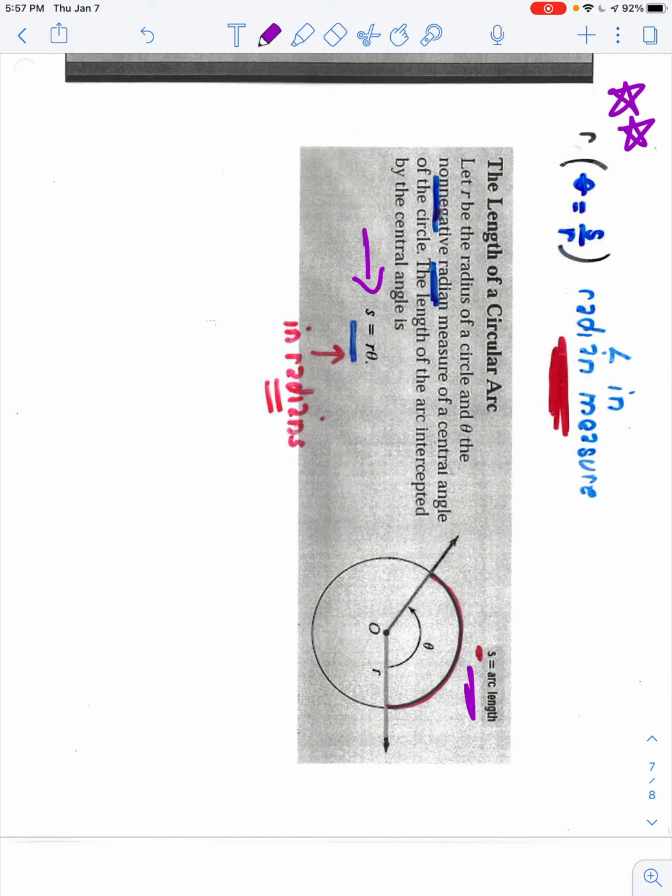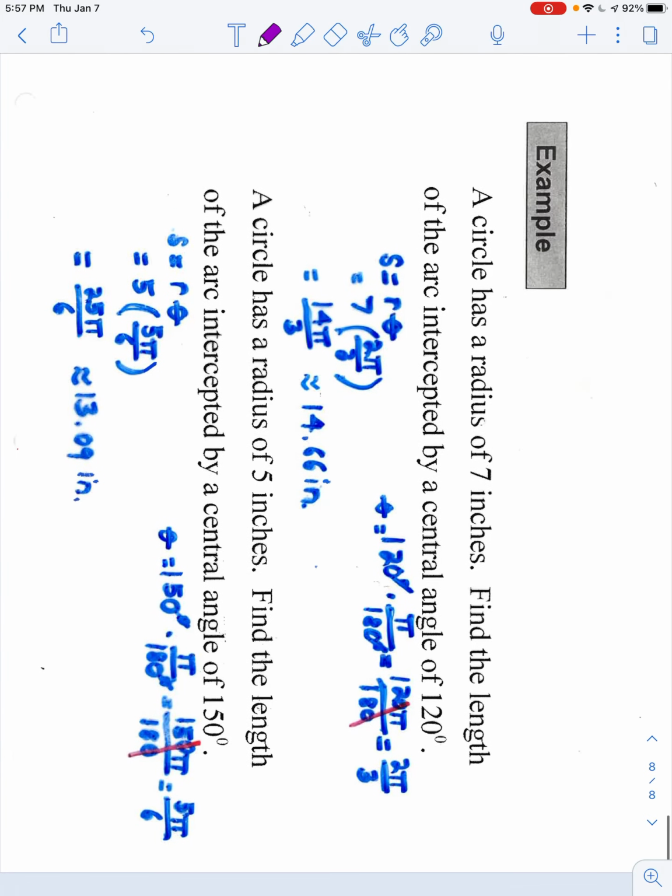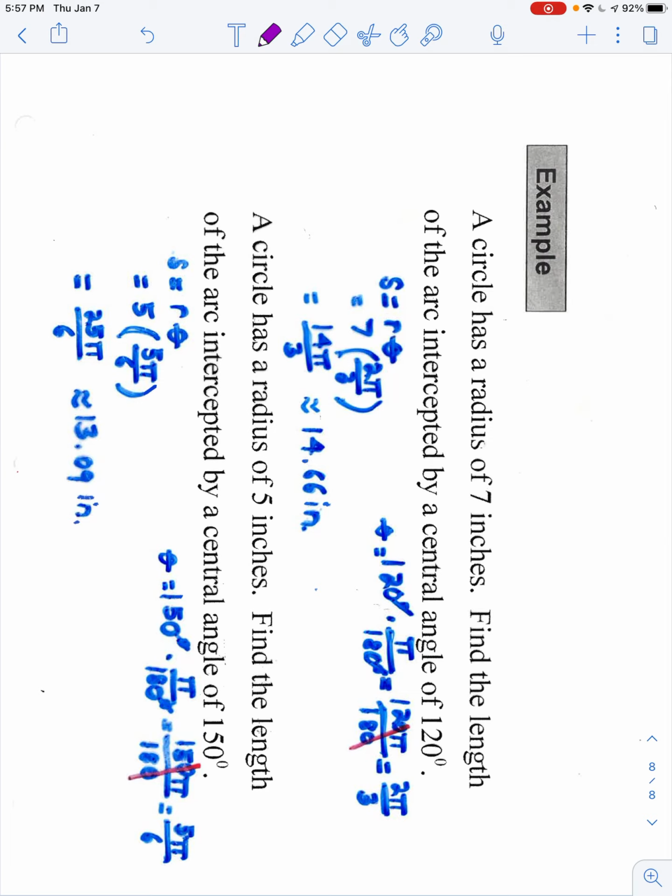Because they usually don't give you the angle in radians, I'm going to show you that here. There's two examples. The first example says you have a circle that has a radius of 7 inches and an angle measure of 120 degrees. The common mistake is just to plug in for the radius and the angle with what they give you, and 7 times 120 is 840, and that's not the measure of the arc length. And that's because the angle is not in radians.